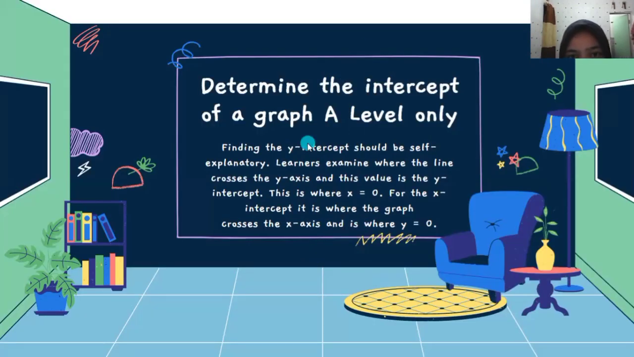Next is about determining the intercept of a graph, A level only. In the mathematical concept, finding the y-intercept should be self-explanatory. We should examine where the line crosses the y-axis and this value is the y-intercept. This is where x equals 0. The x-intercept is where the graph crosses the x-axis and is where y equals 0.